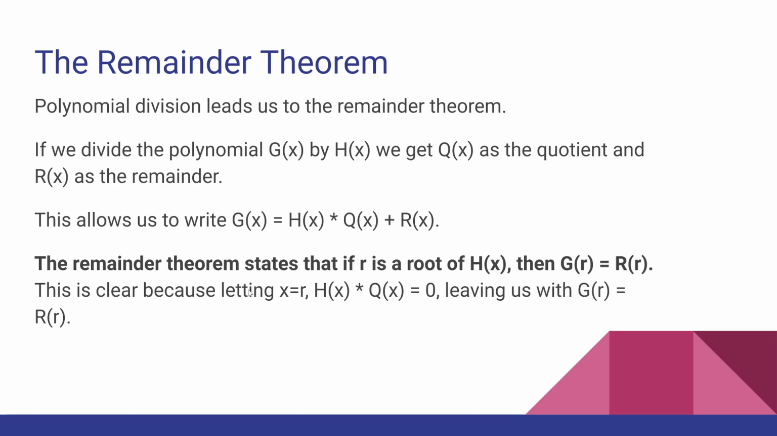So using this model, the remainder theorem states that if r is a root of h of x, then g of r equals r of r. This is clear since if x equals r, then h of x would be 0, and anything times 0 is equal to 0. And that leaves us with g of r equals r of r.